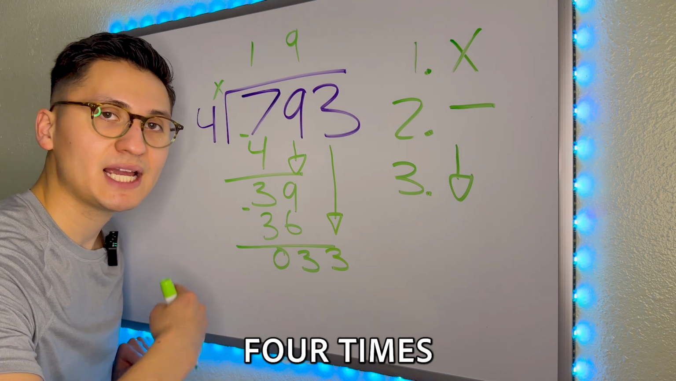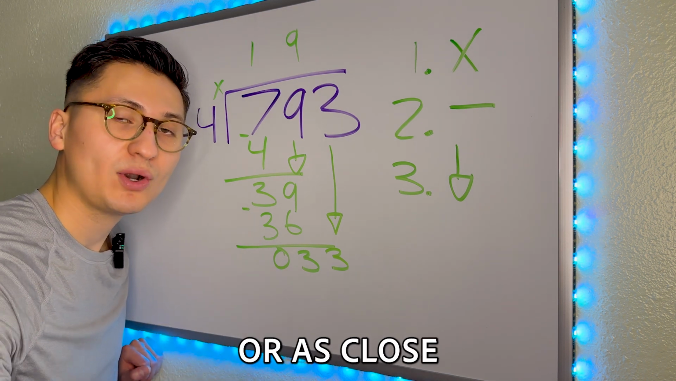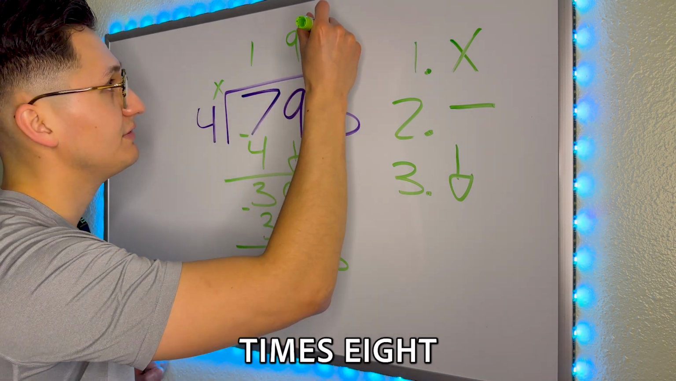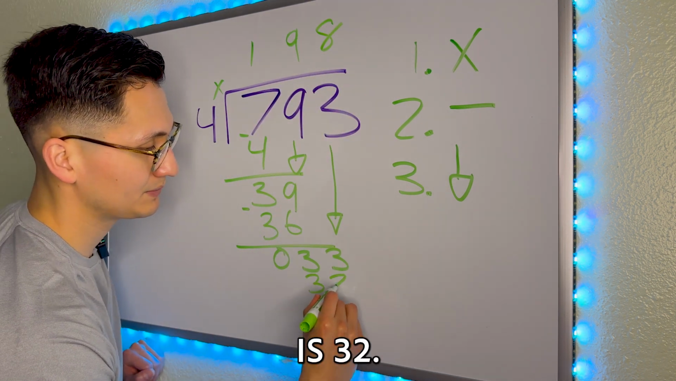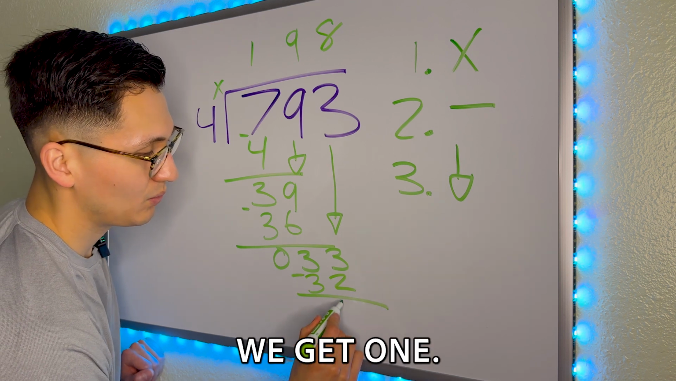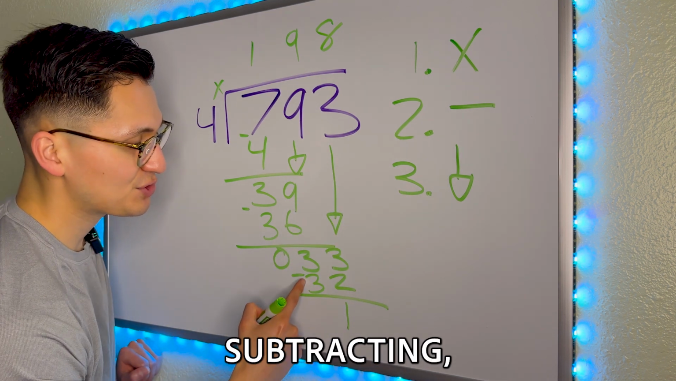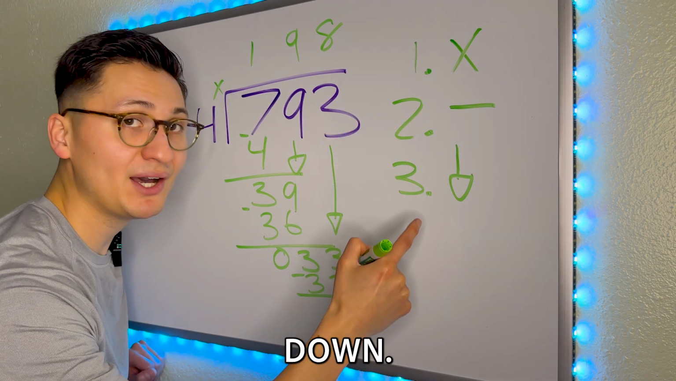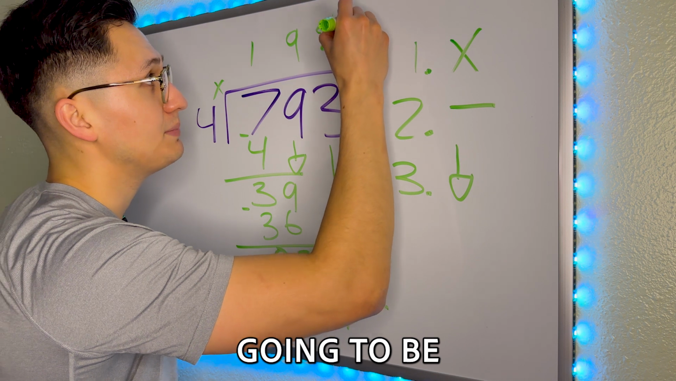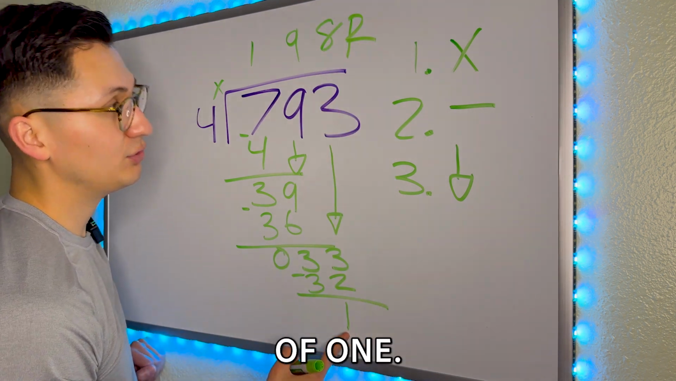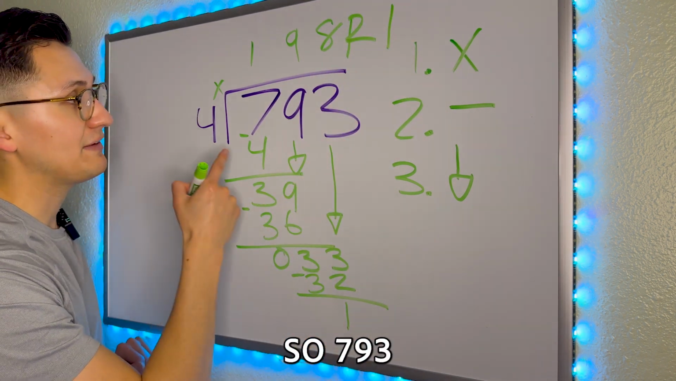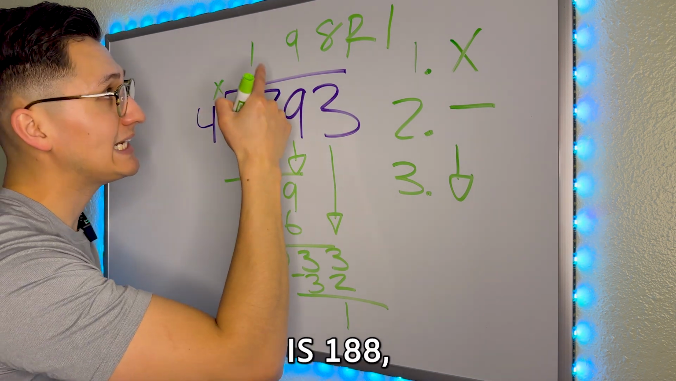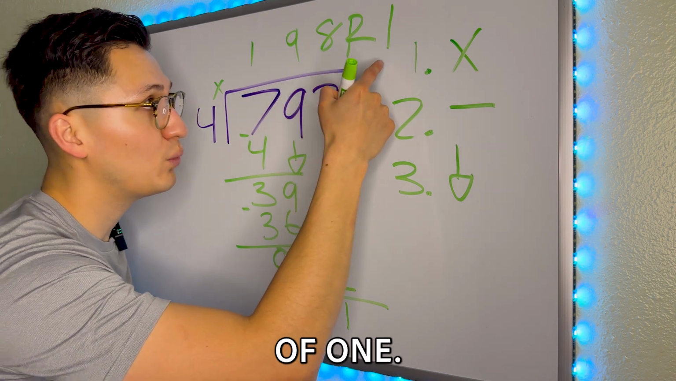And now 4 times what is going to give us 33, or as close to 33? Well, 4 times 8. So 4 times 8 is 32. We get 1. We did step 2 by subtracting. We get 1, and now we have to bring down, but there's nothing left to bring down. Therefore, that is going to be your remainder of 1. So 793 divided by 4 is 198 with a remainder of 1.